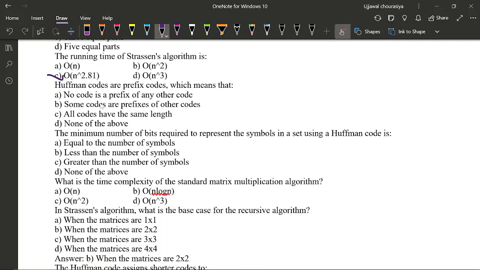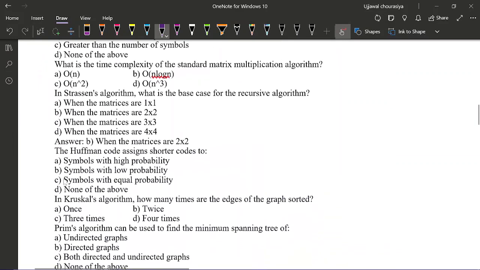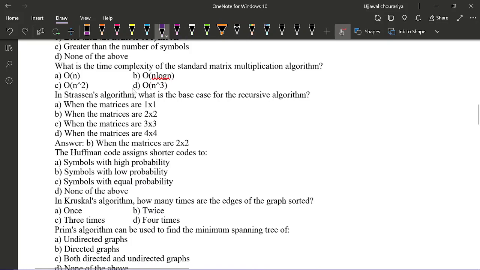Huffman codes are prefix codes, which means no code is a prefix of any other code. The minimum number of bits required to represent the symbols in a set using Huffman code is less than the number of symbols. What is the time complexity of standard matrix multiplication? It's order of n cube.